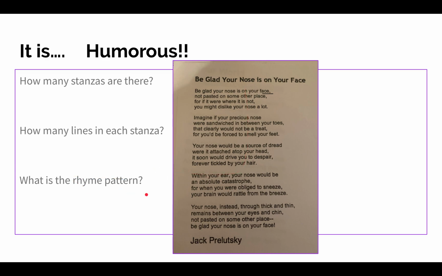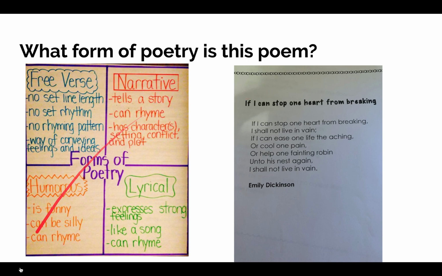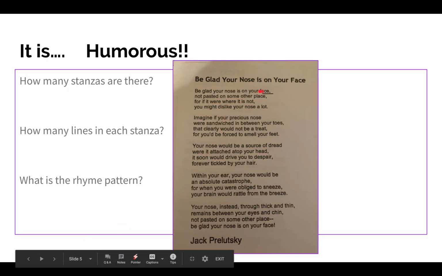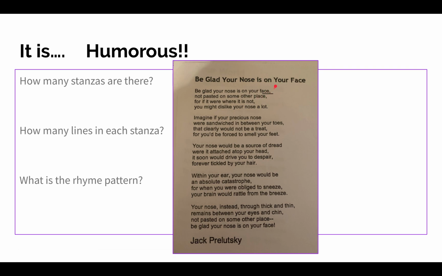And what is the rhyming pattern? So if we look at face and place, sorry, boys and girls, face and place, those both rhyme. So we start face with the letter A, and place is the same A. Not switches to a B, and you might dislike your nose a lot also goes with not, so those would be B. So this would be an A, B, B rhyme scheme.